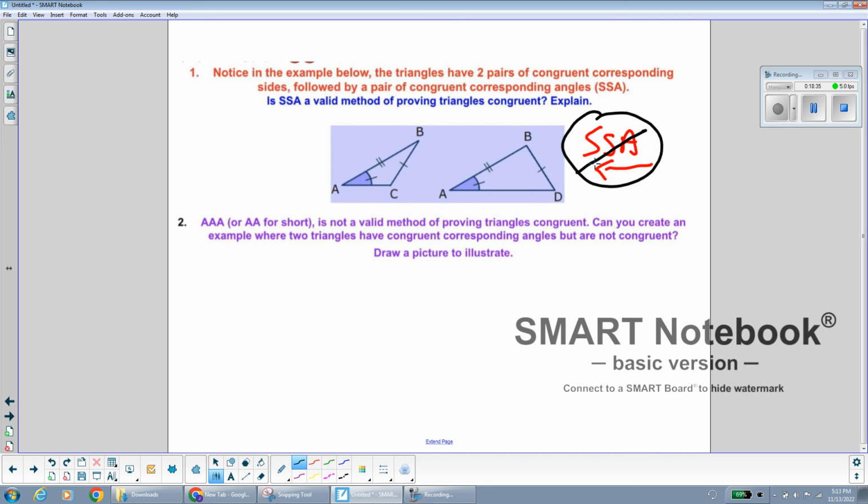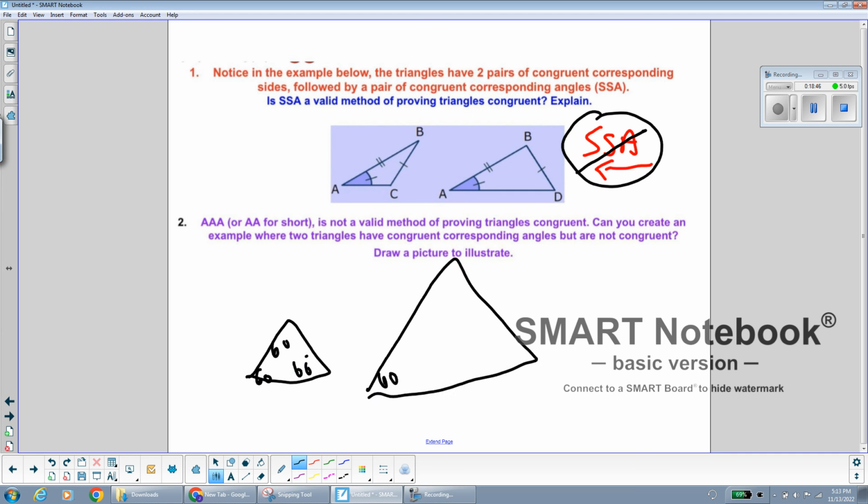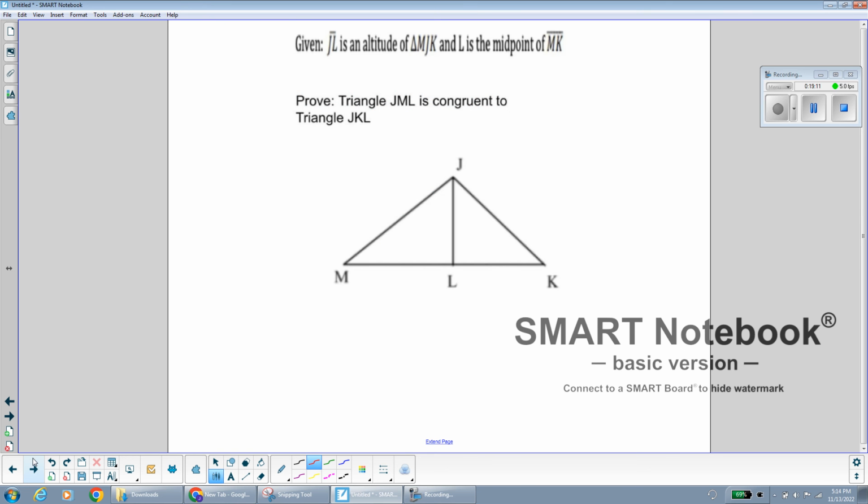AAA also does not work, or AA for short. If I give you an example of two equilateral triangles, all equilateral triangles have 60-degree angles because not only do they have three equal sides, but they also have three equal angles. But just like my pictures here, even though two triangles are equilateral and have the same angle measurements, they could clearly be different sizes, have different side lengths, and not be congruent to each other. So AAA doesn't prove triangles congruent in every single situation. So it is not one of our methods of proving triangles congruent.